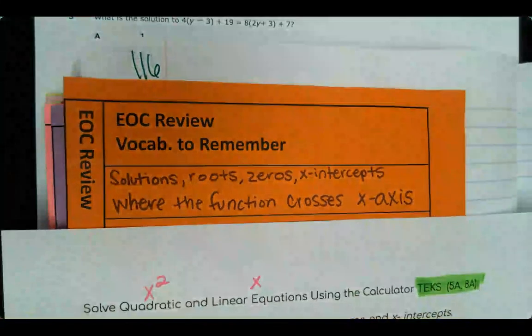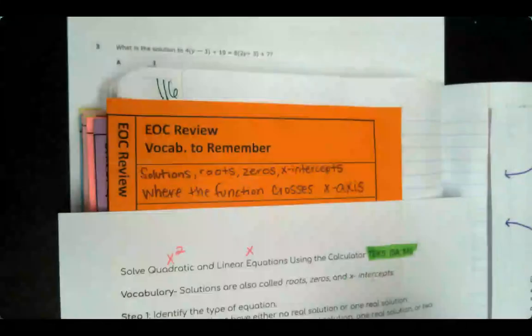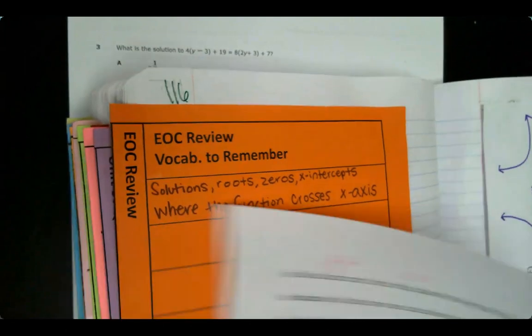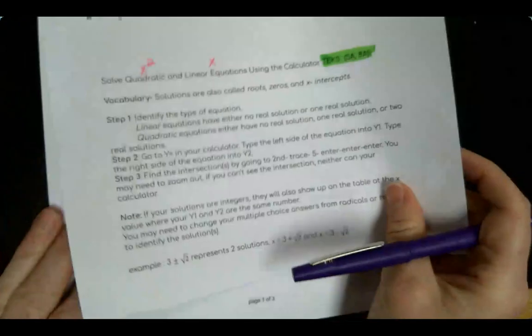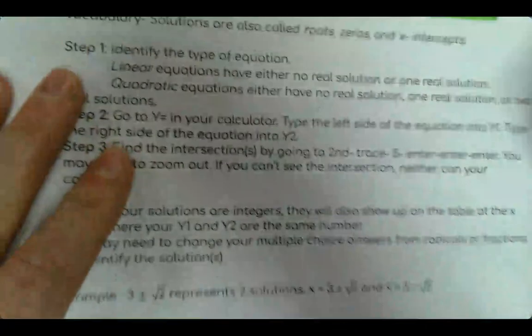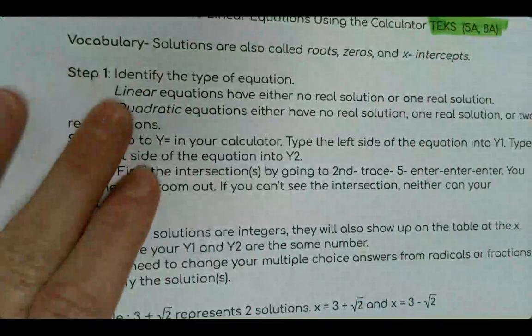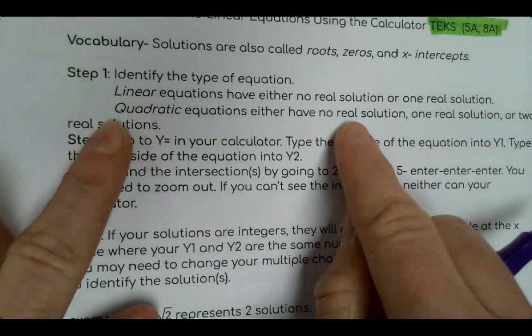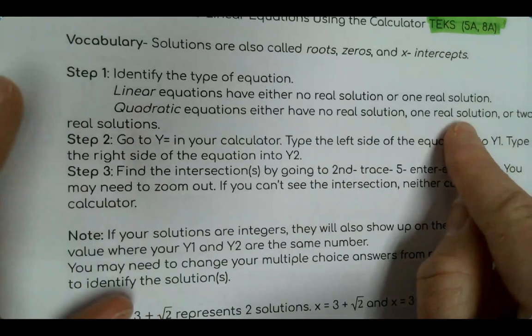Let's look at our notes for today, our shortcut. So I'm going to teach you the shortcut. Step one, identify the type of equation. Linear equations have either no real solution or one real solution. Quadratic either have no real solution, one real solution, or two real solutions.